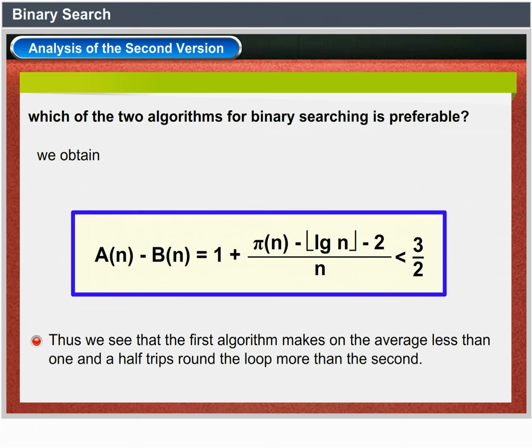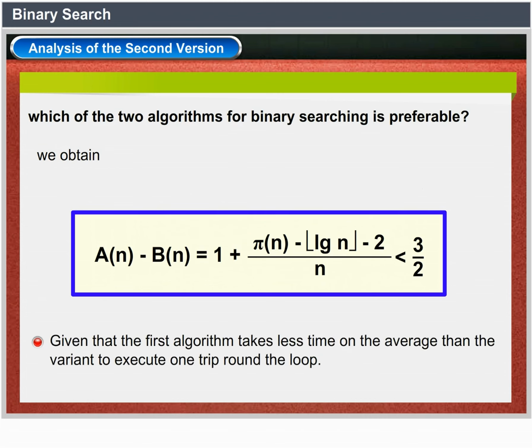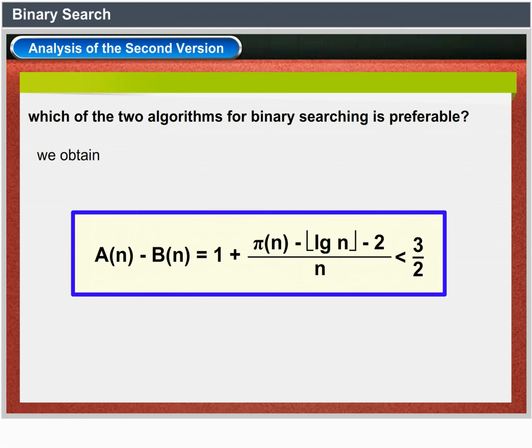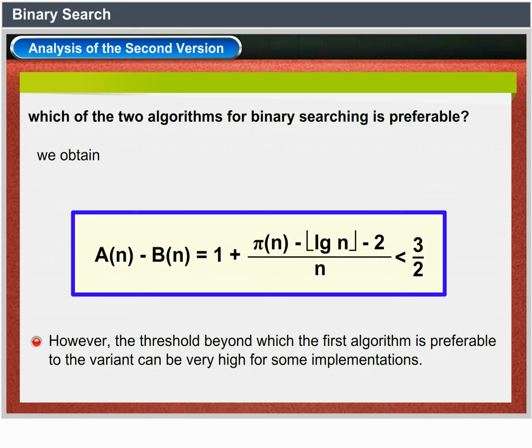Thus, we see that the first algorithm makes on the average less than 1.5 trips round the loop more than the second. Given that the first algorithm takes less time on the average than the variant to execute one trip round the loop, we conclude that the first algorithm is more efficient than the second on the average whenever n is sufficiently large. The situation is similar if the element we are looking for is not in fact in the array. However, the threshold beyond which the first algorithm is preferable to the variant can be very high for some implementations.